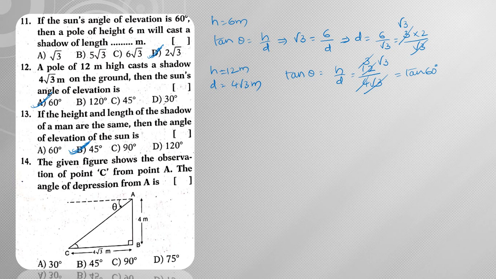Next, the given figure shows the observation of point C from A. The angle of depression. It is asking you to find out this angle of depression. If this is theta, then this angle is also theta. So with respect to this angle theta, we have the adjacent value and the opposite value. Then I can apply tan theta. So tan theta is equal to opposite by adjacent. So 4 gets cancelled. I am left with 1 by root 3. So 1 by root 3 means tan 30 degrees. So from this, clearly I can say that theta is equal to 30 degrees.